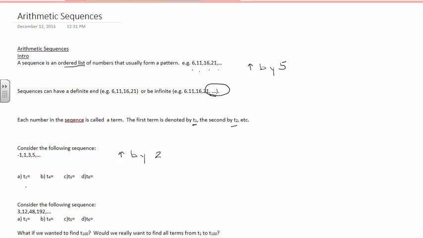So the very first term is -1. You're stating what the number is in that position. Term 4 would be 5. If we wanted term 5, we have to add another 2 to it. So it would be 7 in the pattern. So just sort of think if you're continuing on. 7 and then 9. Term 6 is 9.